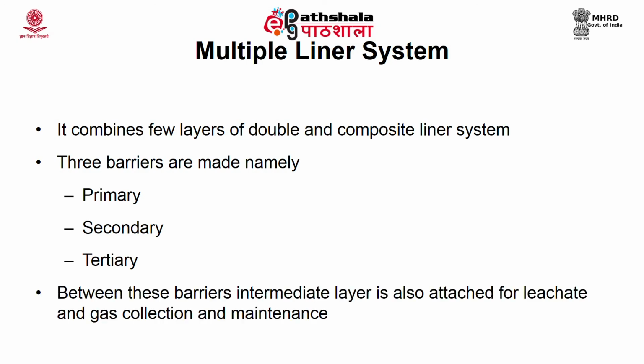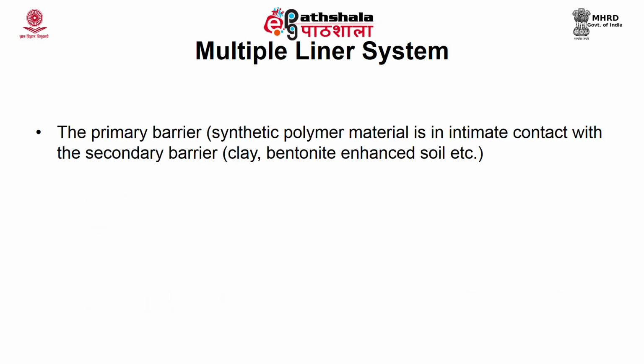Between these barriers, in the same way as the double liner system, you have an intermediate layer which is used for gas collection and leachate collection, and even for maintenance purposes this intermediate layer will be helpful. Now, the primary barrier, as usual, is made up of synthetic polymer, and a secondary barrier will be made up of clay or bentonite enhanced soil. Now, in the double or the composite liner system, the primary and the secondary barrier are separated either by an intermediate drainage layer or by a separation layer made up of geotextile.